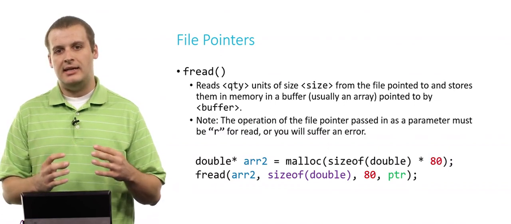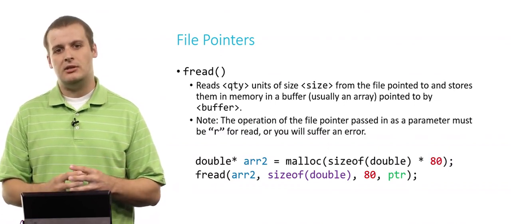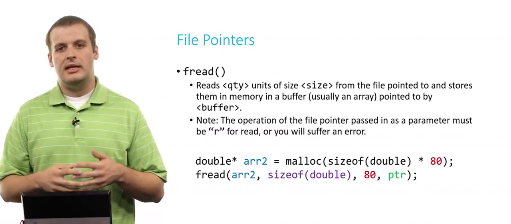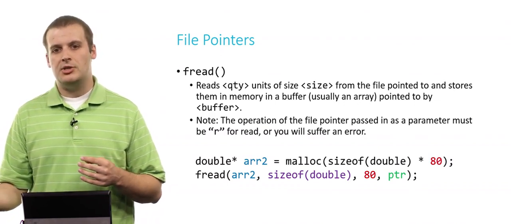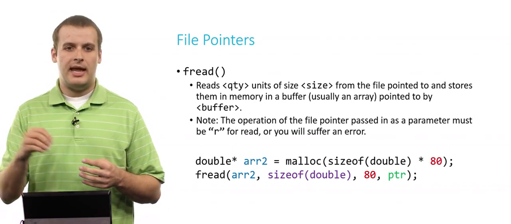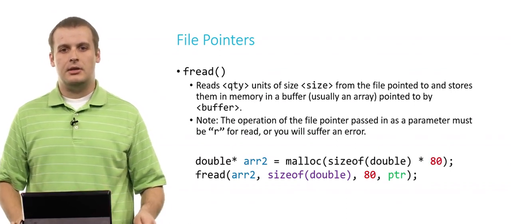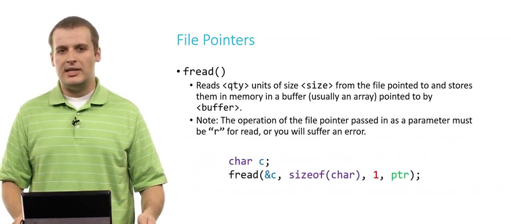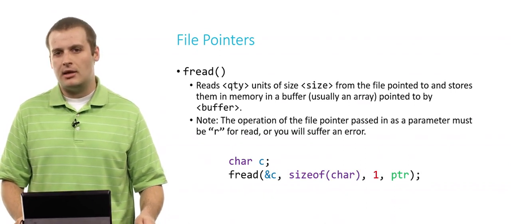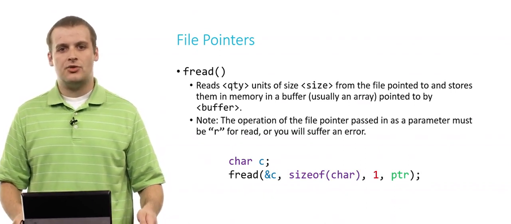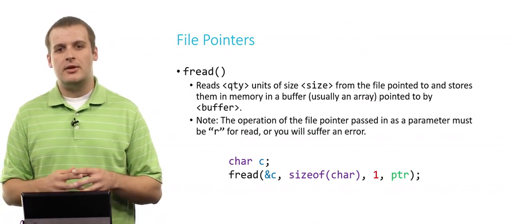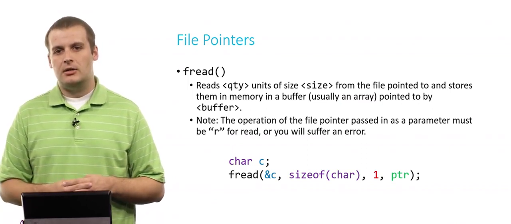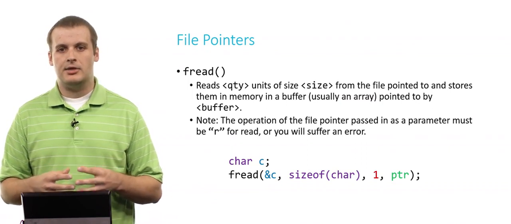So 80 times 8 is 640 bytes of information, and that call to fread is collecting 640 bytes of information from the file pointed to by PTR and storing it now in ARR2. Now we can also treat fread just like a call to fgetc. In this case, we're just trying to get one character from the file. And we don't need an array to hold a character. We can just store it in a character variable.